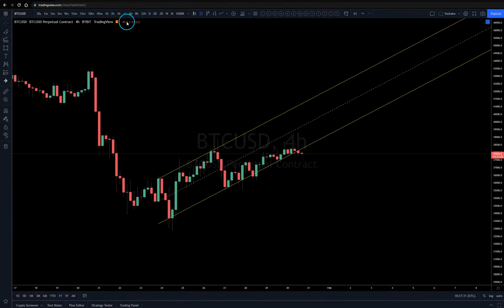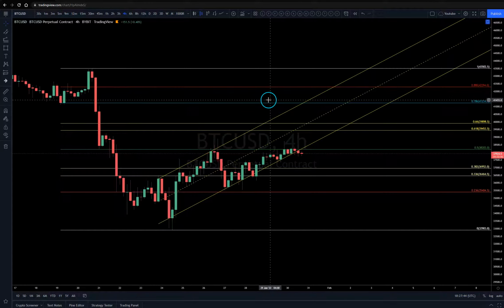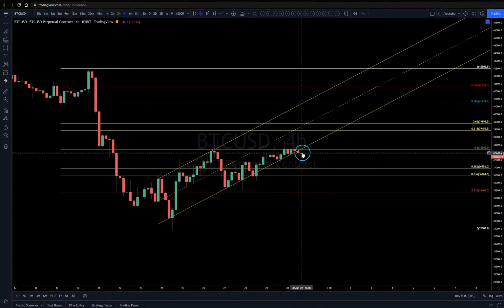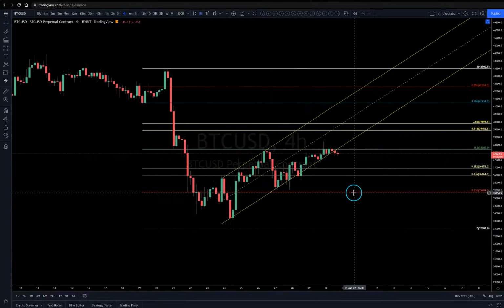The other way I can look at this is that this can be an SFP if we are going to move up and maybe test that 0.618. If I load up the previous fib, it lines up pretty well in regards to testing that 0.618 area, where we could be in the middle of that channel. Okay, so that's one perspective of looking at it.